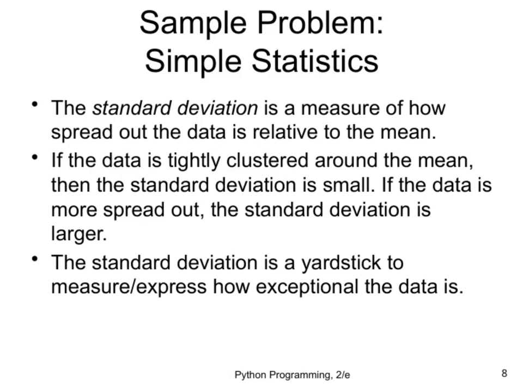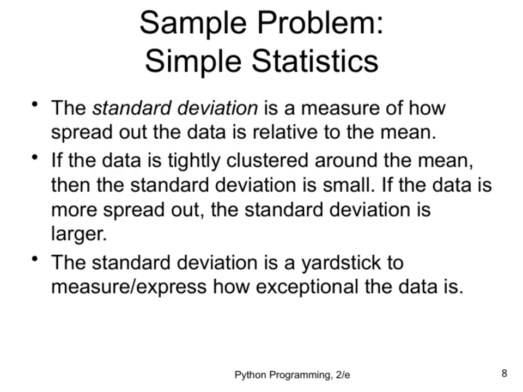The standard deviation is a way to measure how spread out the data is in relation to the mean. If most of our data points are close to the average, then the standard deviation will be small. On the other hand, if the data points are more dispersed and farther from the mean, the standard deviation will be larger. Essentially, the standard deviation acts like a yardstick that helps us understand how exceptional or typical our data is.